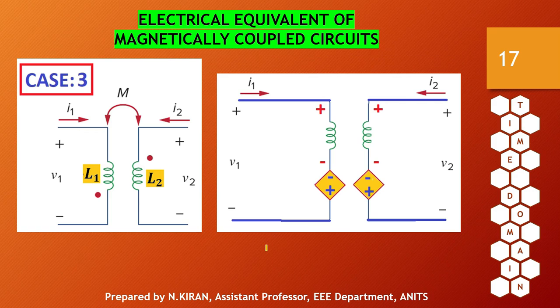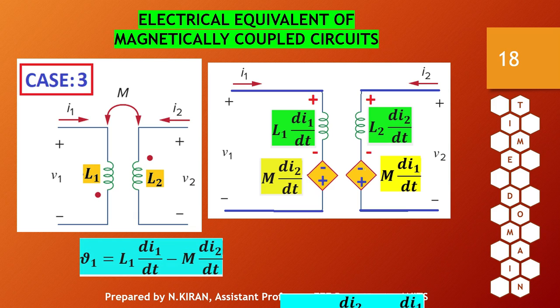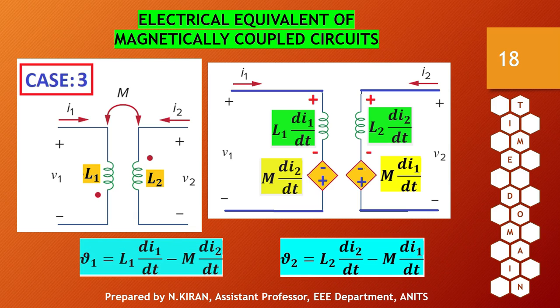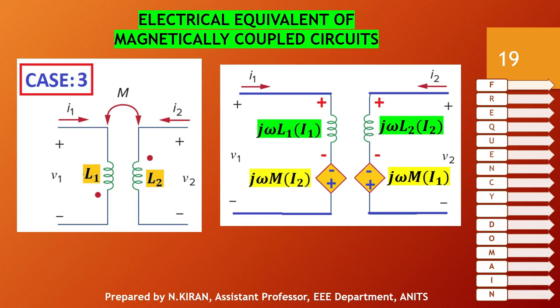So the dependent sources' polarity will be minus plus, minus plus. The expressions will remain the same for self-induced EMF as well as mutually induced EMF. On applying KVL, I will get the expressions as shown for V1 as well as V2. Similarly, in frequency domain, I'll get j omega L1 into I1, j omega L2 into I2.